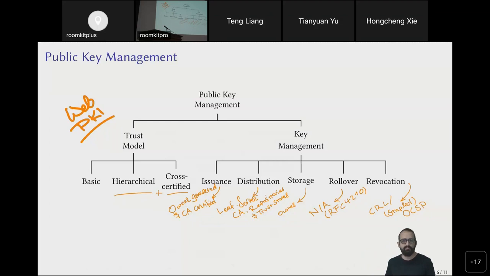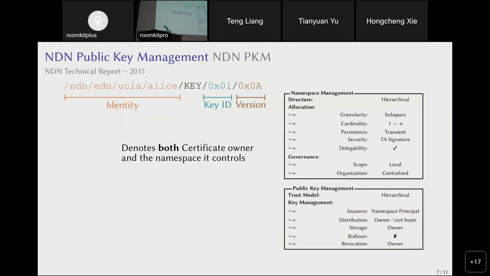The first one is NDN public key management. This approach, an NDN technical report from 2015, first and foremost, defines a naming scheme for certificates in NDN. Each name is composed of four parts. The first part is the identity, which denotes both the certificate owner and the namespace that it controls. The second one is a constant part called key. The third one is the key ID, comparable to DNSSEC key tags, that allows us to have multiple keys associated with a single identity. The last one, version, allows us to have different versions of the same public key that might exist due to renewal, for example.